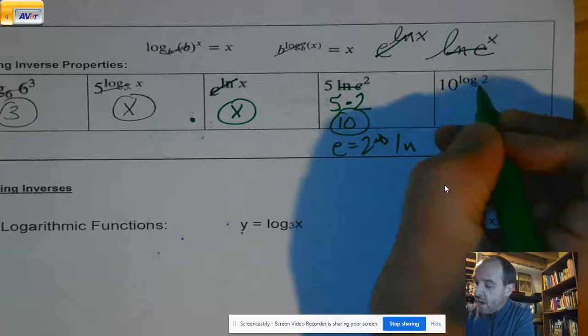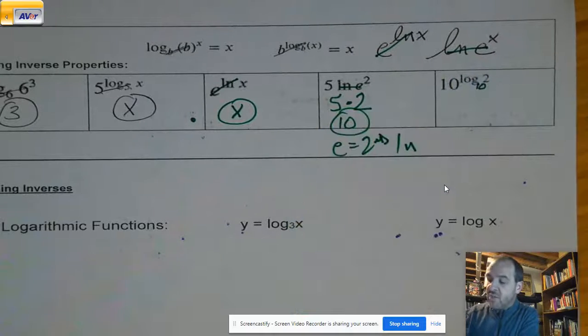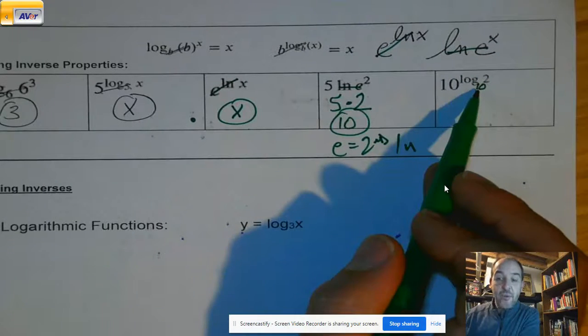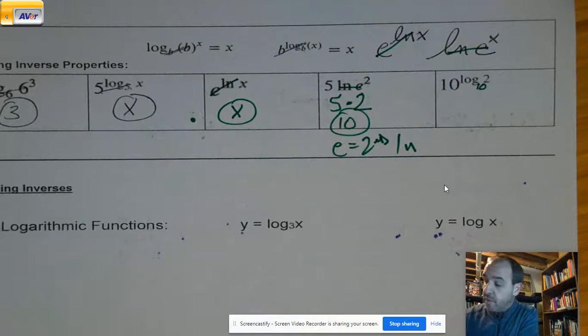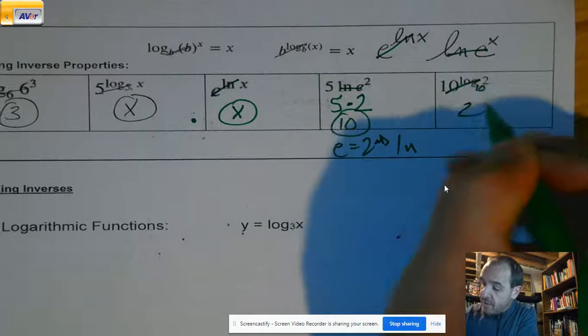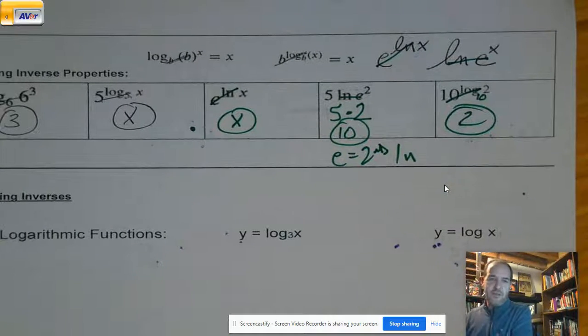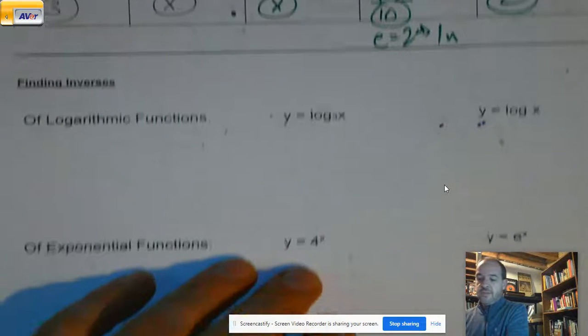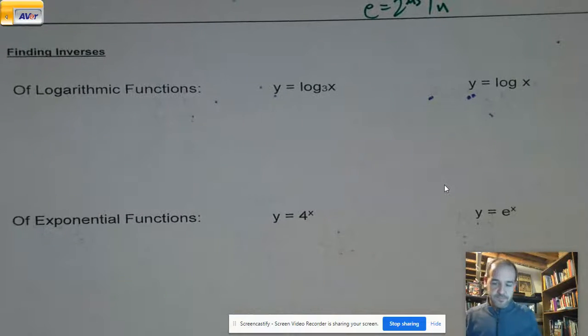And then the last reminder, we didn't do this since the front. If you have a regular log, remember, that's assumed that that base number is 10 if you don't see one. So if you don't see one and you cancel those out, you get the 2. But again, could you type it in your calculator? Sure could.